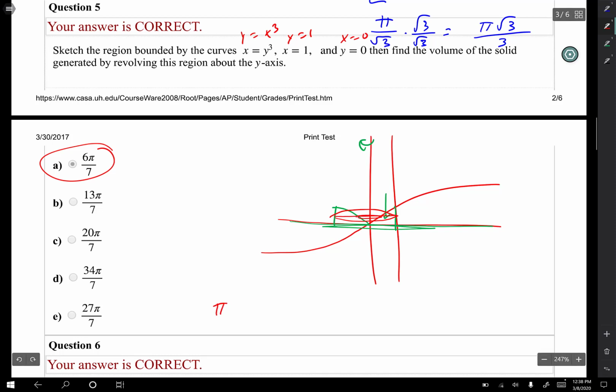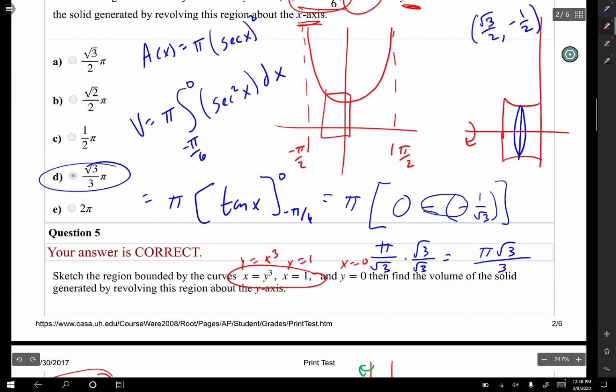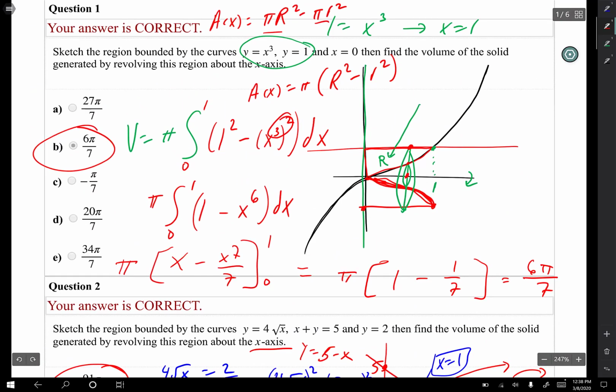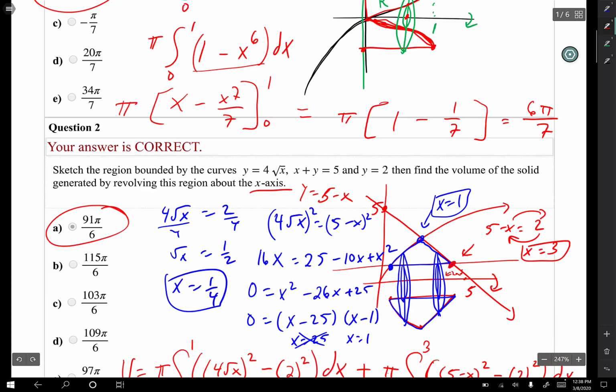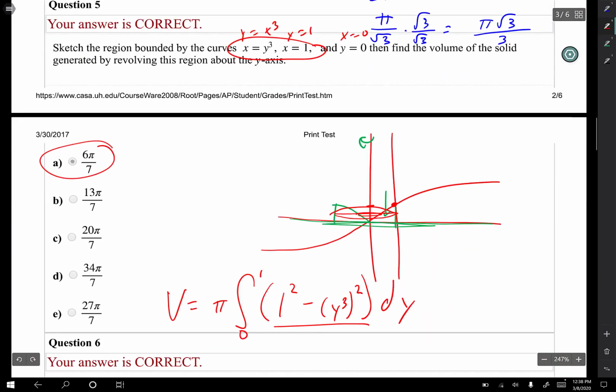So it's going to be the integral, well, let's just go right into it, guys. My volume is going to be pi times the integral from y equals 0 to y equals 1, because that's where they intersect, that's the y value there. And then the big R is going to be 1, so 1 squared minus, and then that's a y cubed, so it's going to be y cubed squared, that's your little r, dy. Now notice this integral is actually the exact same as this integral, it's a dummy variable. You're going to get 6 pi over 7. And there it is, guys.